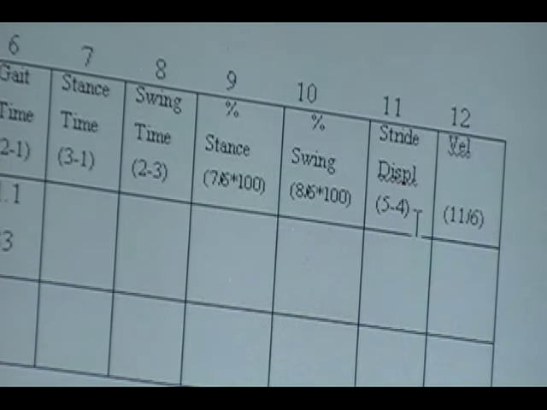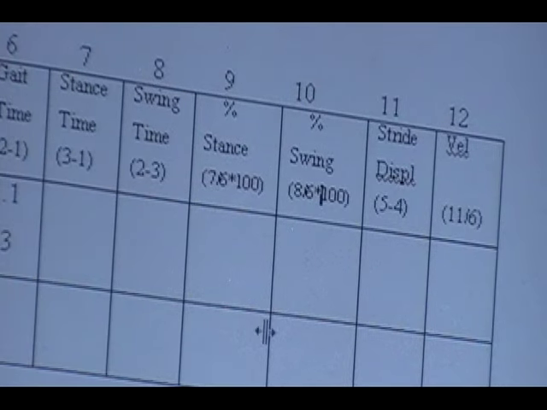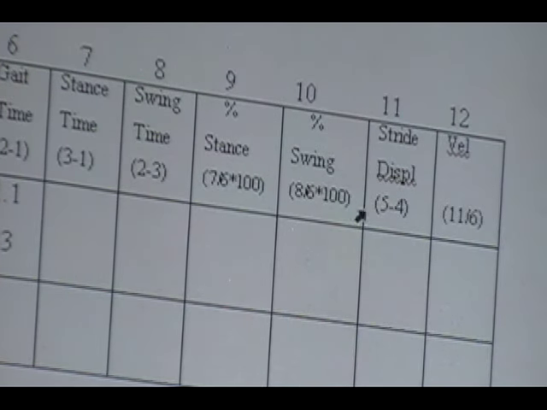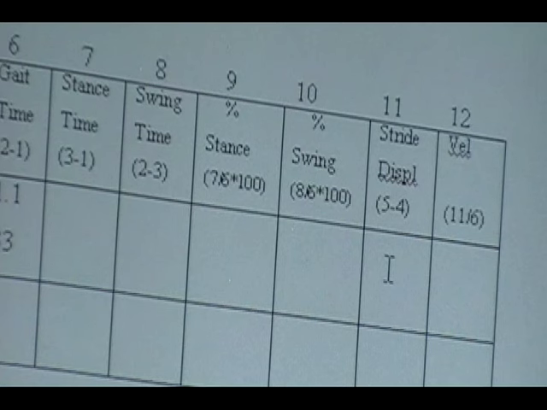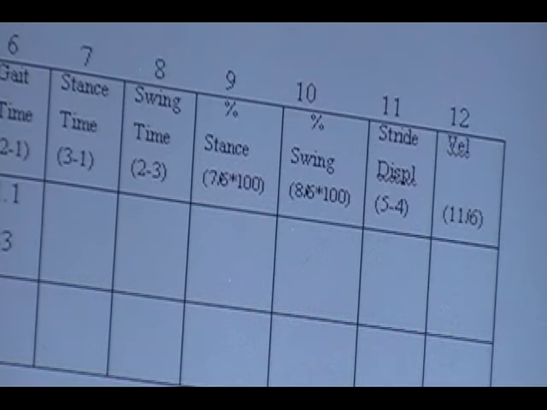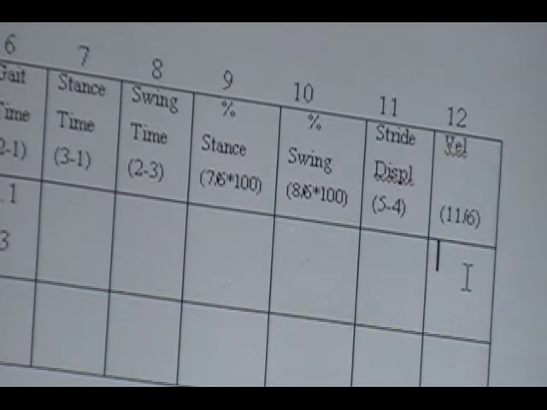Okay. Stride displacement is 5 minus 4. So column 5, 1.948 minus 0.83, and you get the stride displacement. Velocity is column number 11 divided by column number 6, and then you calculate velocity. So basically you just follow the instructions, do the calculations, and fill in all the numbers for table 1.